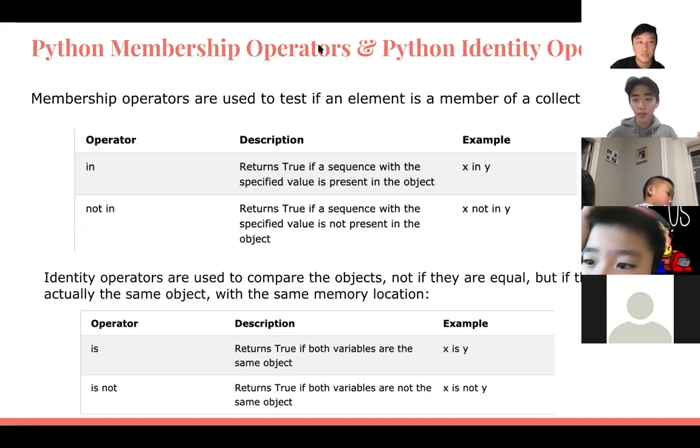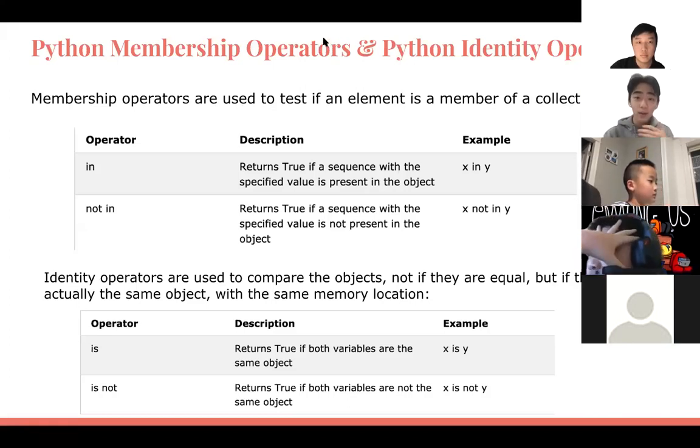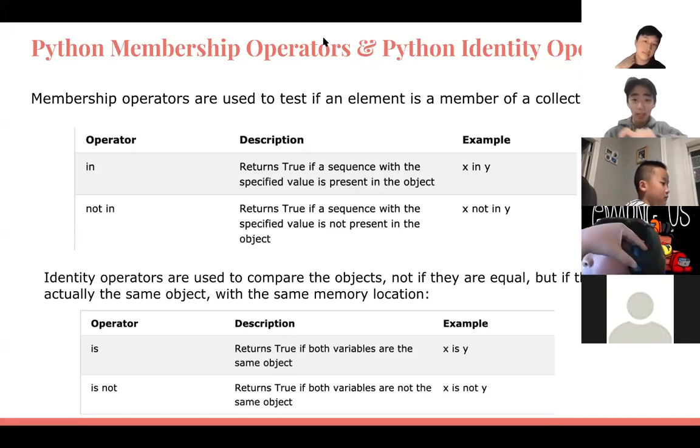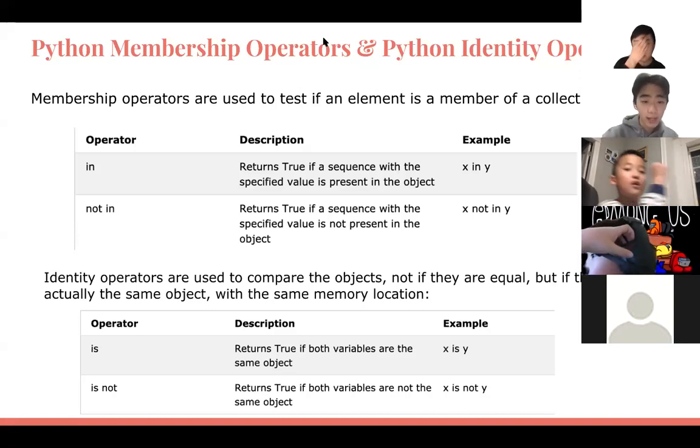Or you can check if the letter R is not in Andrew. Of course it will return false because the letter R is in my name, right? So these operators, in or not in, will check if a certain element exists in a collection in another variable or not. And then we have identity operators.